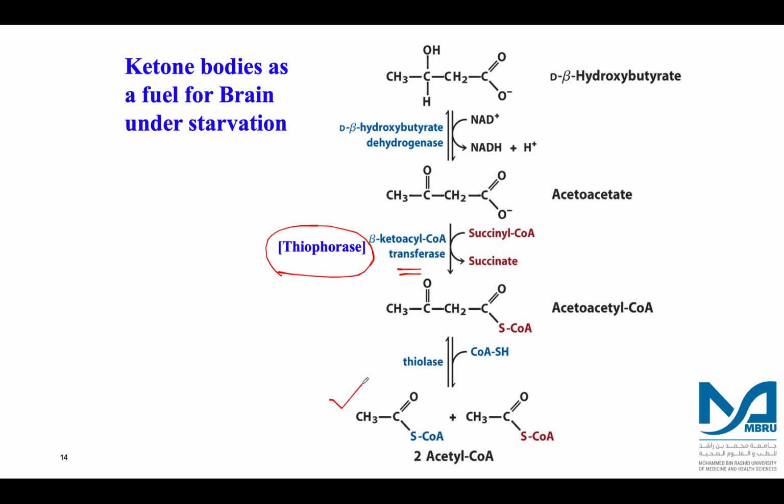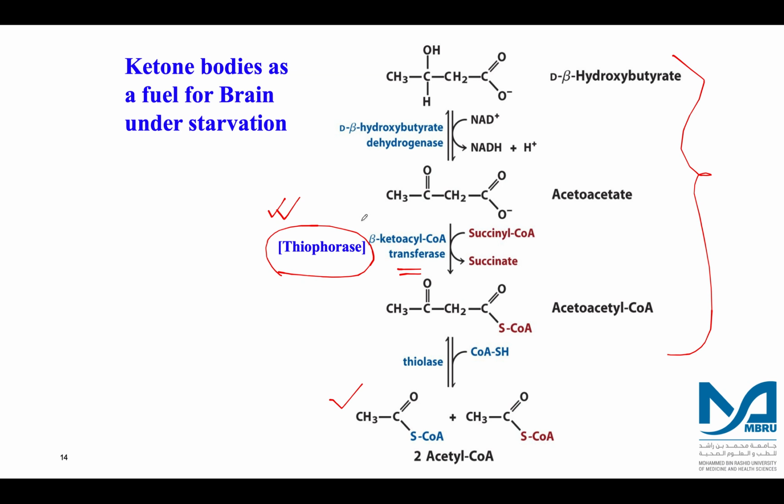So what is the take-home message from this slide is that you should be able to tell me what is the specific enzyme that assists the brain in metabolizing ketone bodies to produce ATP. And the answer to this particular question is thiophorase or beta ketoacyl coenzyme A transferase. If you don't remember the steps, it's fine, but you should be able to remember the name of this particular enzyme.